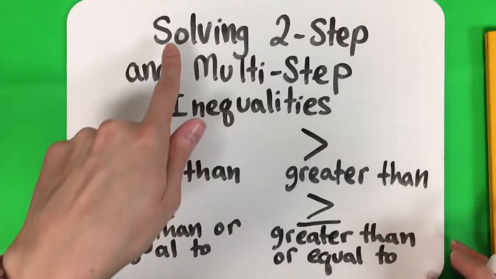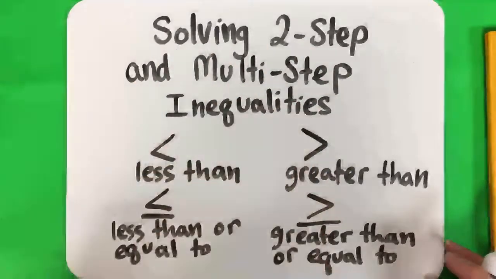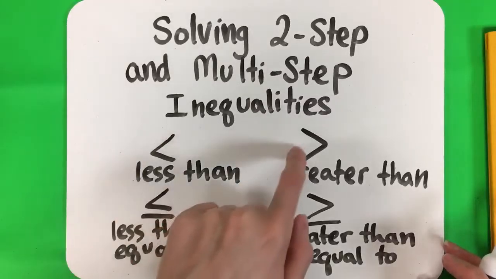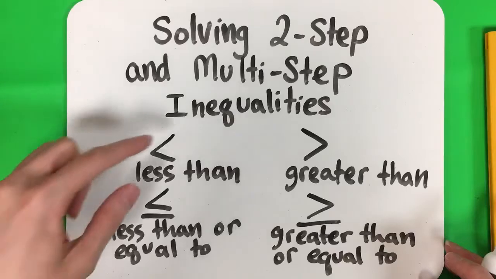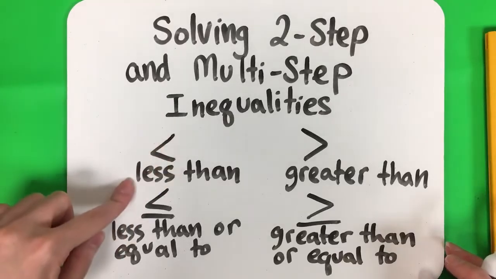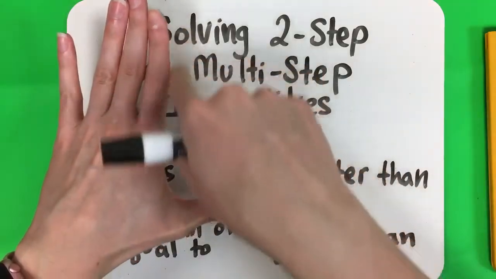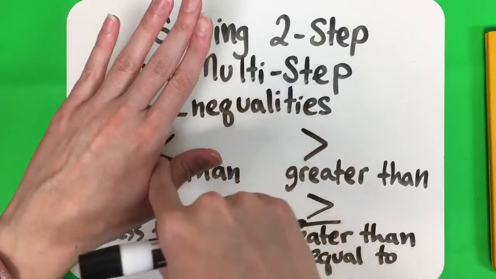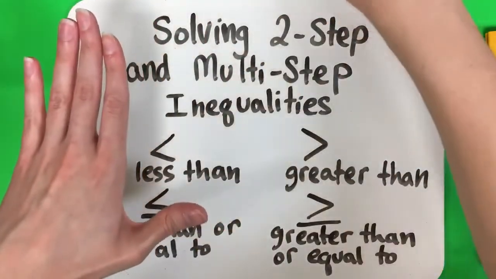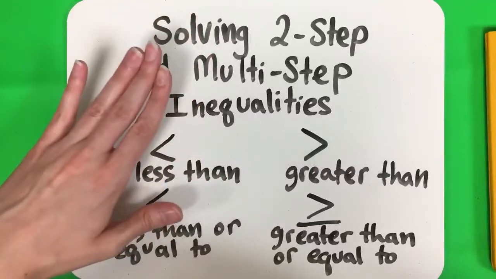Today we're going to be talking about solving two-step and multi-step inequalities. Inequalities are when you have signs like this. Each sign has a name. If you see a sign like this one, it is less than. And how do you remember that? Put your hand like this into an L, and you go like this. This makes a less than. The hand that makes an L, this is the L. It makes a less than.